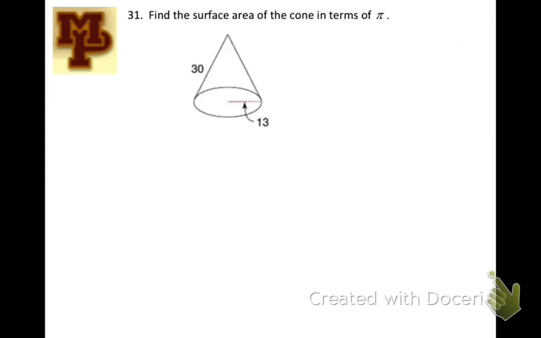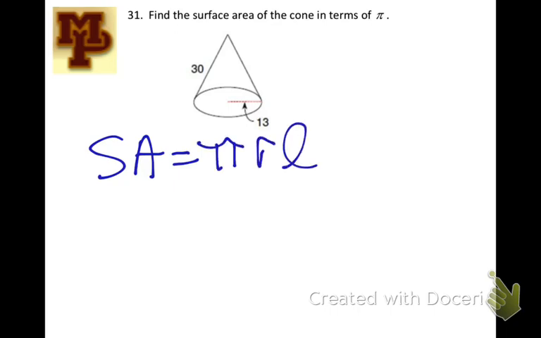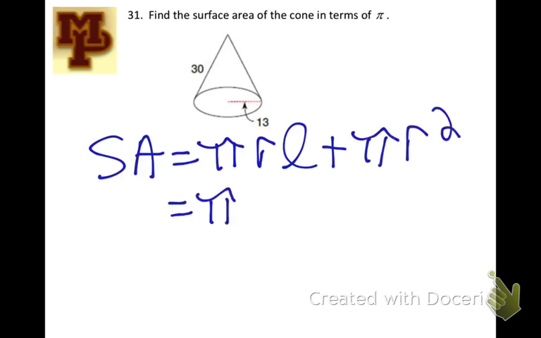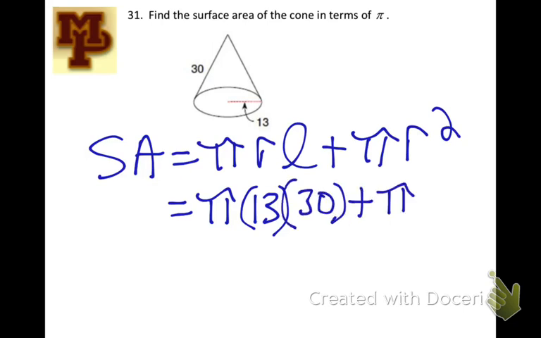Okay, we want to try to figure out the surface area of a cone. So we're going to use the formula: surface area equals pi r L plus pi r squared. The radius is given, so that's easy peasy. Slant height 30, the radius is 13. So we just plug all that in, wham bam.